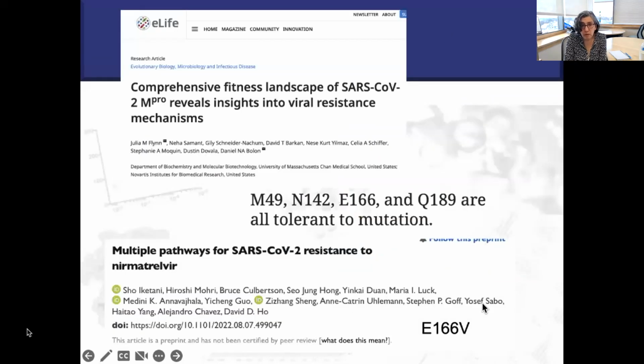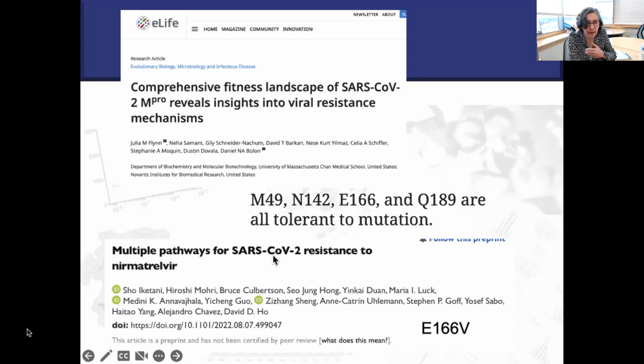So what was heartening was then when, in collaboration with Daniel Boland's lab, who's spoken in this forum earlier, they did a saturating mutagenesis of the MPRO and found that these residues where the inhibitor was protruding from the substrate envelope all tolerated extensive mutations. And even further, the more recent paper by David Ho et al. showed that E166B was a primary resistant mutation to nirmatrelvir. I still can't pronounce it after the year, sorry.